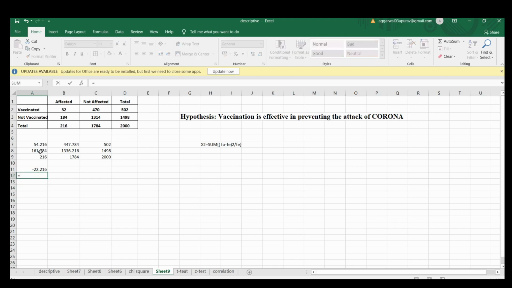Started with the symbol of equal, FO minus FE. This is observed frequency, this is expected frequency, and this is FO minus FE, subtracting expected frequency from observed frequency.